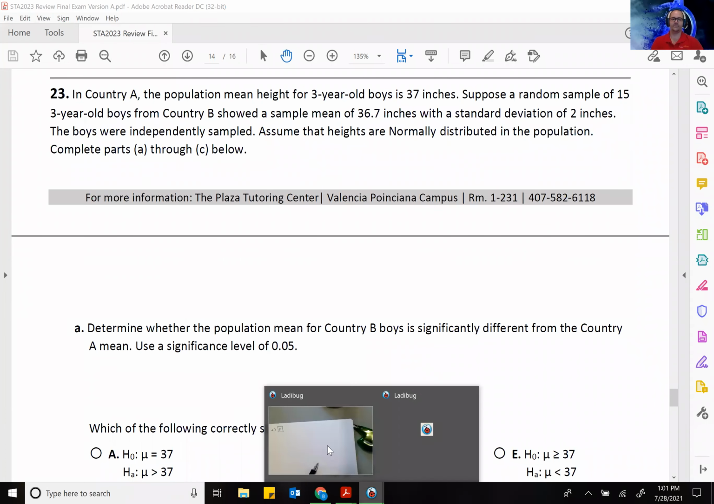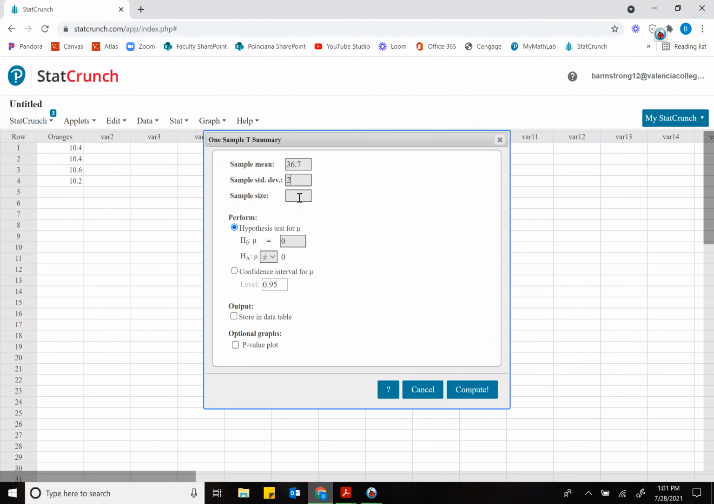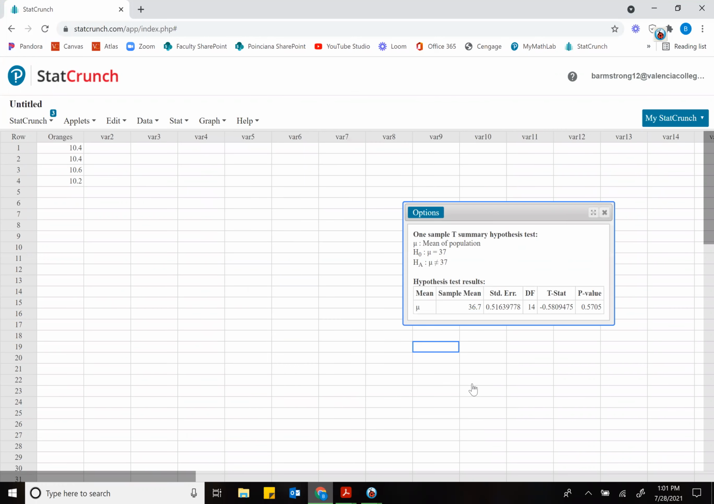Good, and 15. That's the wrong one. 2, 15. What goes in for the null? The 37. Hopefully that's the same as what you were selecting for F. This should look just like your choice F. And we did the not equal, and now we compute. Now we've got everything we need.